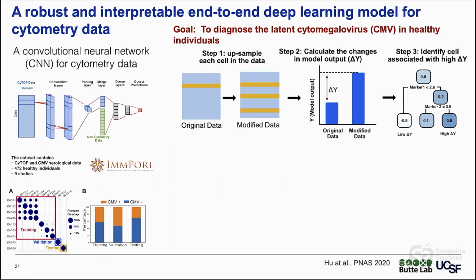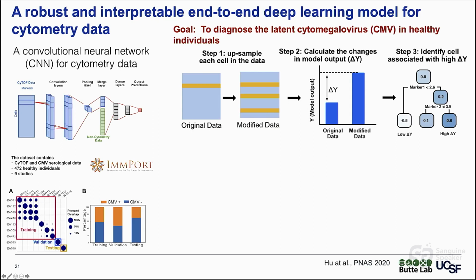And so this is the workflow for interpreting the full deep CNN model. Once we upsample the data, we calculate the changes in the model output. So original data, modified data, we look at the delta Y. That's the difference between the original and after the upsampling.